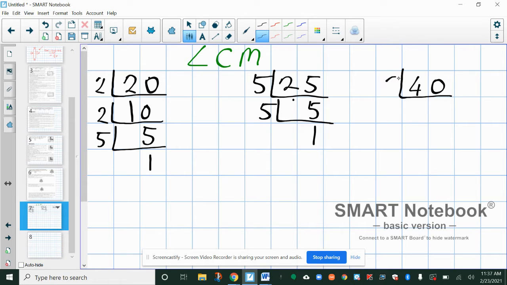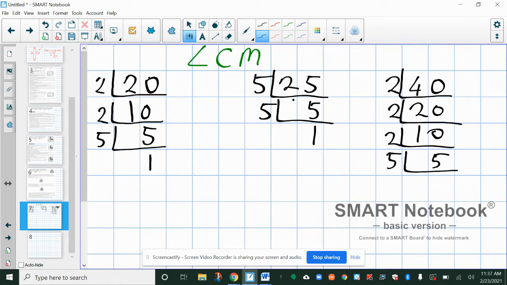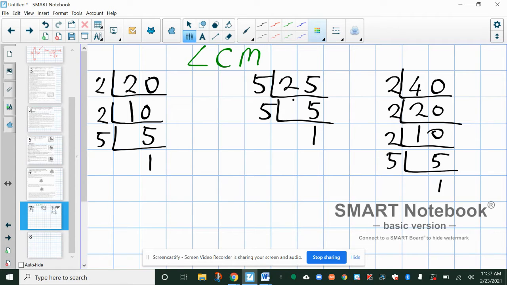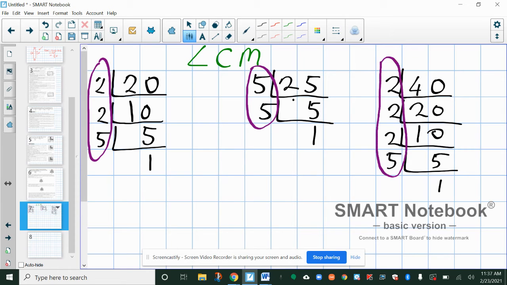40 is an even number, I'm going to divide it by 2, gives me 20. 20 is even, divided by 2 gives me 10. That's also even, divisible by 2 again, gives me 5. And 5 is divisible by 5, and I end up with 1. Just a nice little reminder that we know we're finished our repeated division when we end up with 1s as the bottom number. Now I'm going to take the prime divisors, or the prime factors, at the side. I'm going to draw this little purple oblong shape around them to identify the prime factorizations.